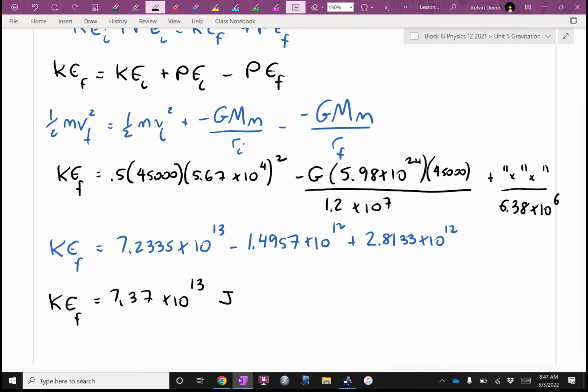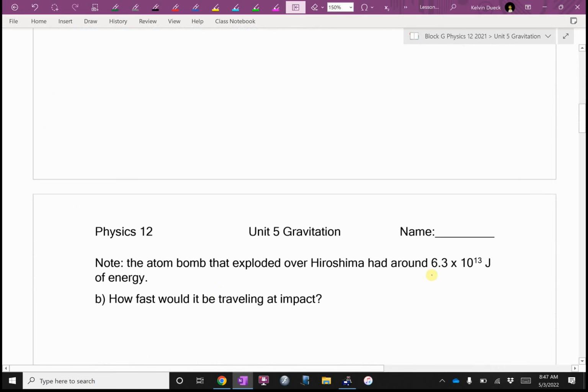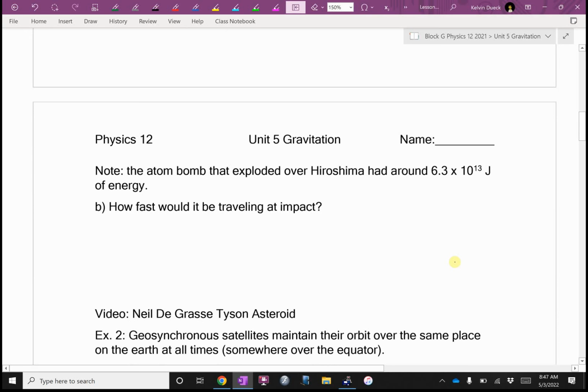Is that a lot? Well, I did some research to try and put this into perspective, and so the atom bomb that exploded over Hiroshima had 6.3 times 10 to the 13th joules. Basically, this would be like a small atom bomb. So, is that a lot? It's a fair bit! 45,000 pounds. Is that a big asteroid? Not really. These are made out of rock. Oh, how fast would it be traveling on impact?